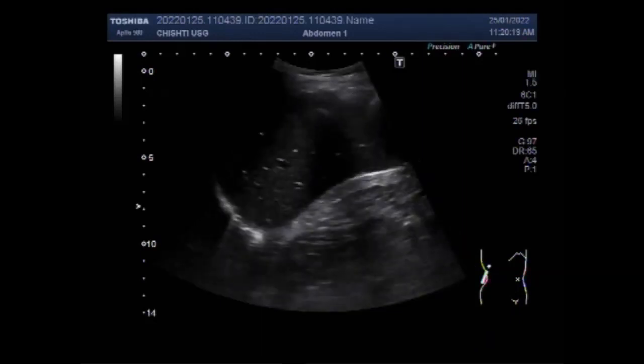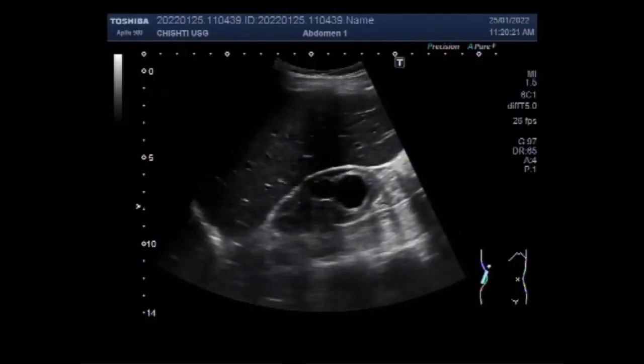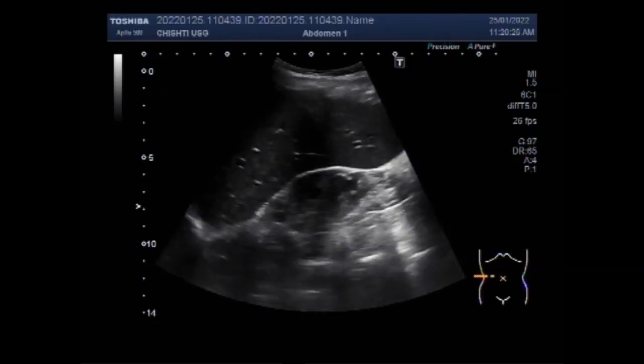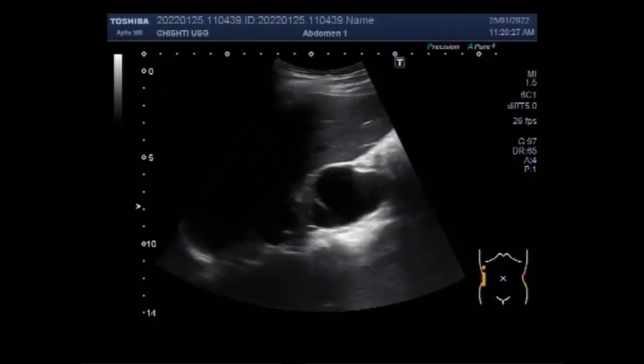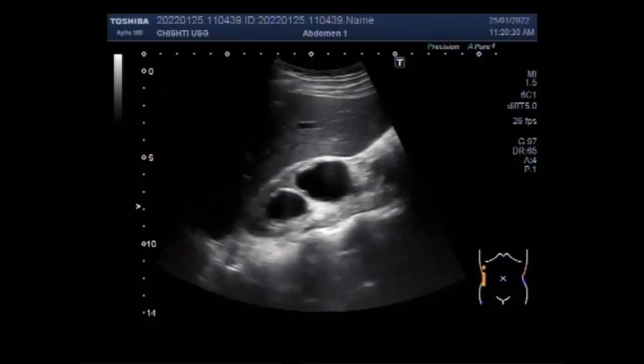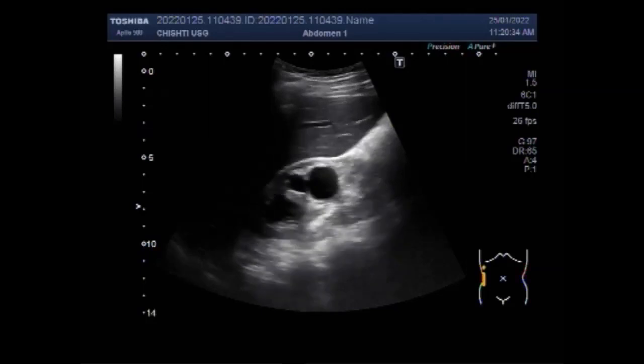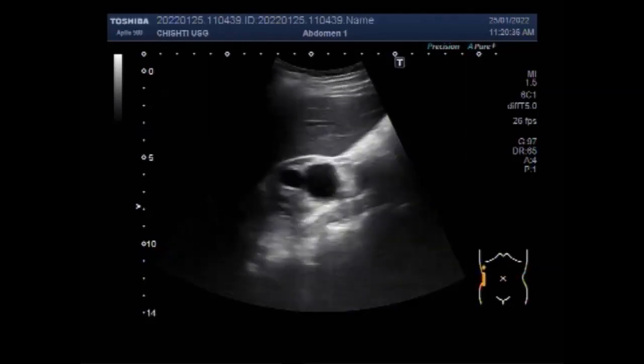This ultrasound video shows a case of ureterovesical junction, UVJ obstruction, causing hydronephrosis and hydroureters. Two stones are also seen in the distal portion of the ureter.